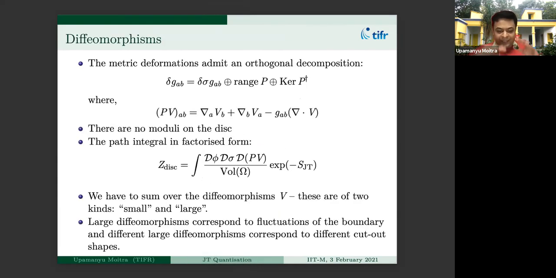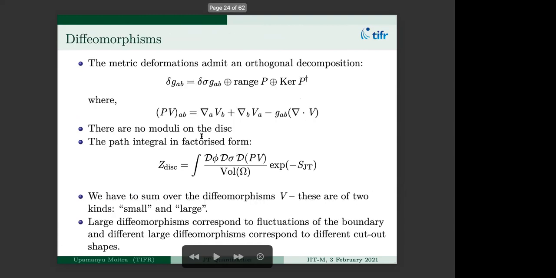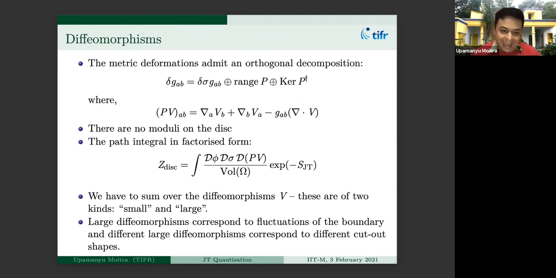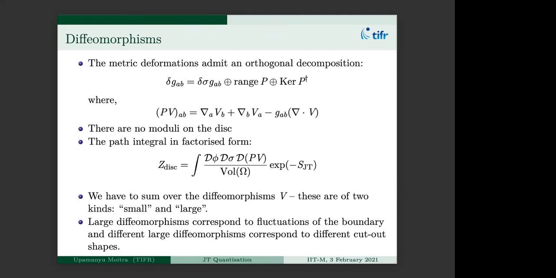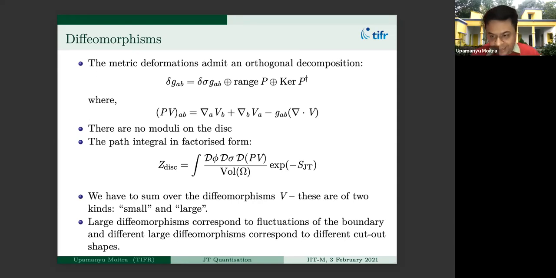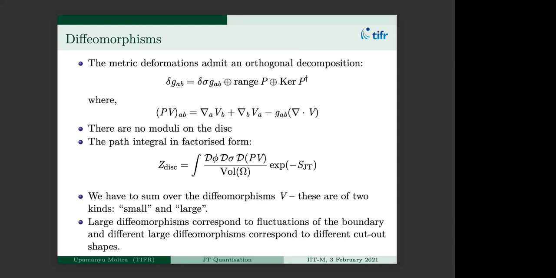Therefore, different large diffeomorphisms correspond to different cutout shapes of the boundary. Yeah, but this word is a little bit confusing, because usually when you say large diffeomorphism, there are diffeomorphisms like SL(2,Z), which are not smoothly connected to identity, but here they are smoothly connected to identity. Here you probably mean diffeomorphisms which are non-trivial on the boundary. Yes, exactly, exactly. This is what we mean by large diffeomorphisms. Right. Indeed. Thank you for the comment.